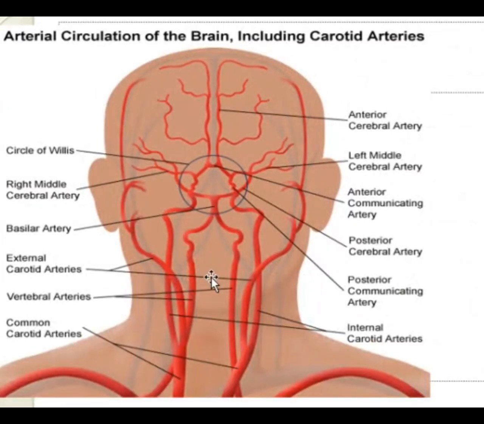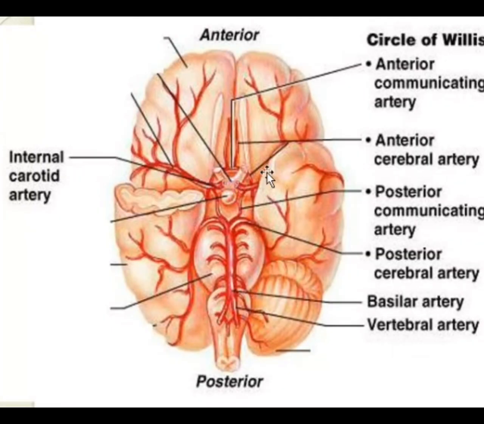This is the same illustration showing us the two vertebral arteries and the two internal carotid arteries. When they reach the inferior surface of the brain, they form an anastomosis, which is known as the circle of Willis. So this is the inferior surface of the brain.